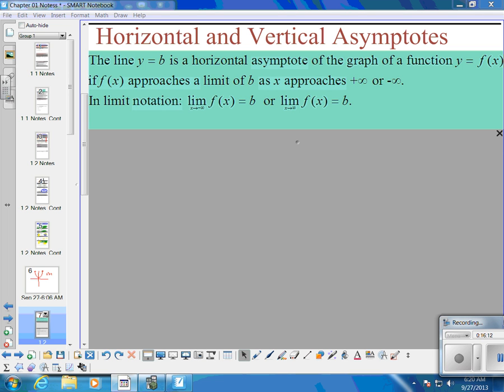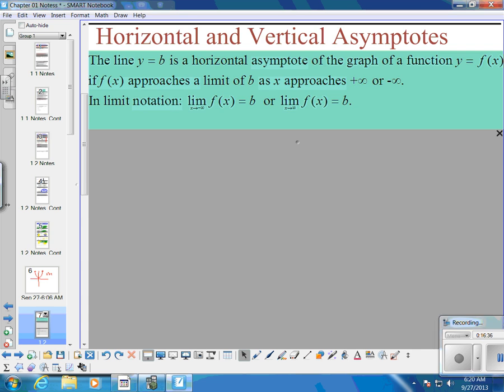So it doesn't matter what happens in the middle of the graph, so you might want to make note of that. Don't think that in the middle of the graph, your graph can't actually cross the horizontal asymptote. It's what the graph approaches as you head towards an x value of positive infinity or negative infinity.